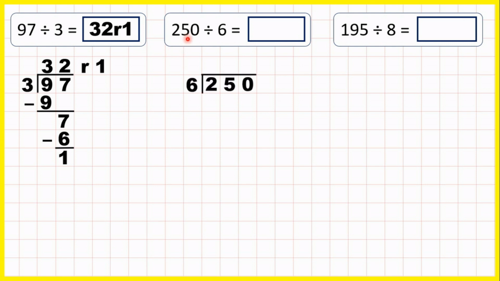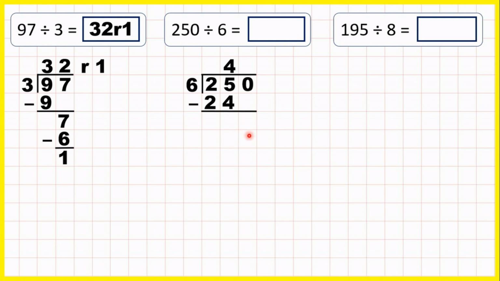Now 250 divided by 6. Well, if we take the first digit, 2 is less than 6, so that tells us that we can take the first 2 digits together and divide 25 by 6. Now the closest number to 25 that's in the 6 times table but is still less than 25 is 24. And that's 4 times 6, so we write 4 in our answer line.